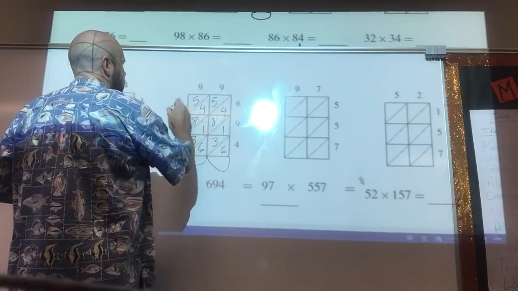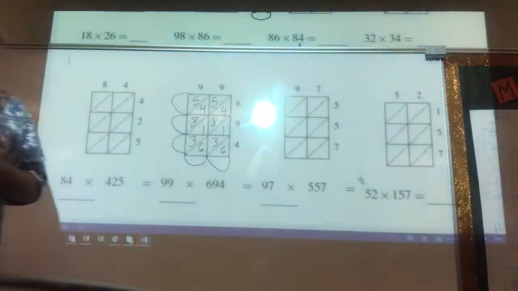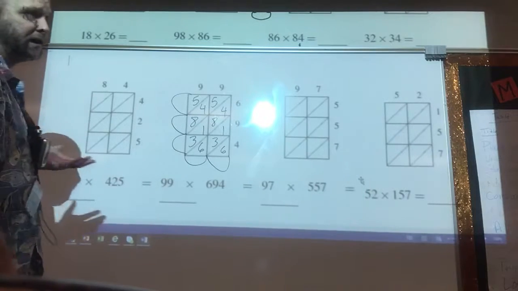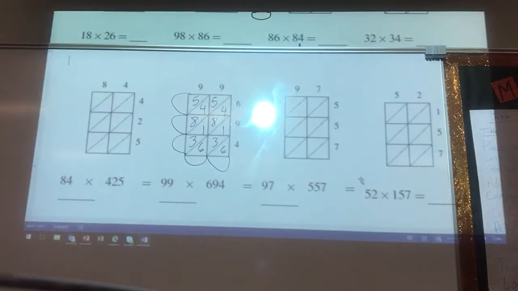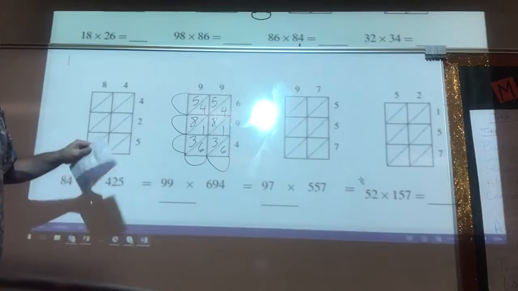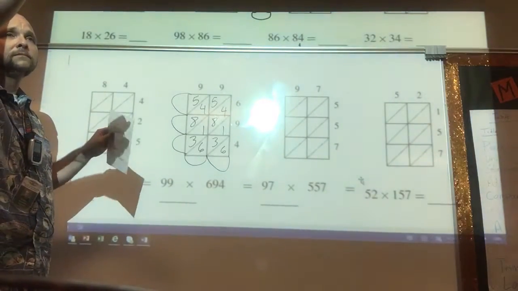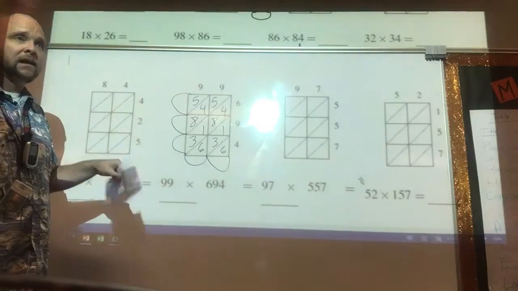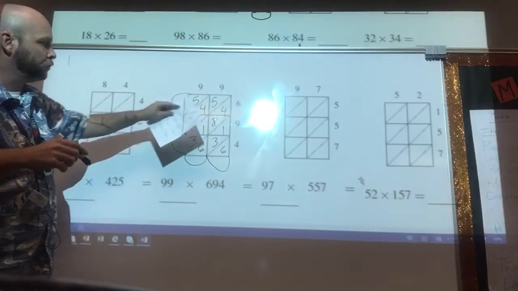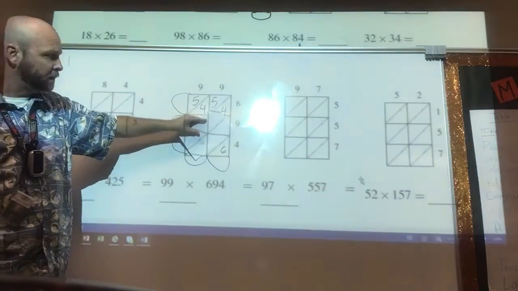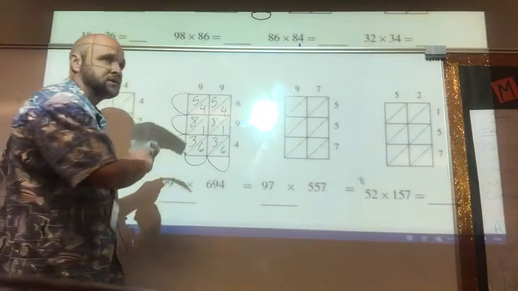Then it's just a matter of adding your diagonals together. All right, so we add that diagonal down. We just have 6. So your answer is 6.